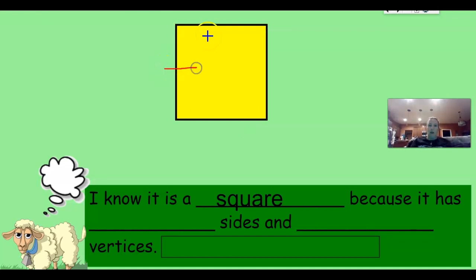Let's check. 1, 2, 3, 4. It has 4 sides and 1, 2, 3, 4 vertices. So if you said 4 sides and 4 vertices, you are correct. That is why it's a square. That is one of the reasons we call it a square. Another reason we call it a square is, I don't know if you've noticed, but all of the sides are the same length. They are the same size. Exactly. That's another part of what makes this a square.